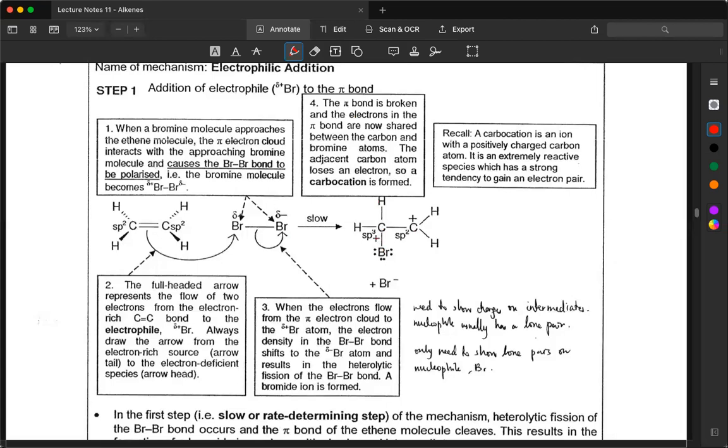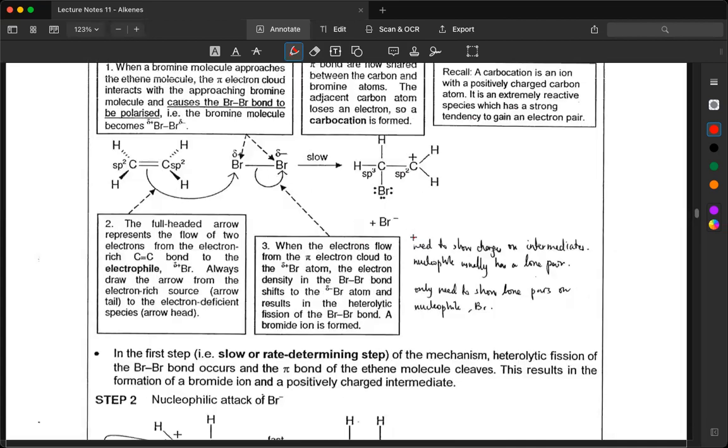Okay, and we can see the intermediate carbocation shape, sp3 and sp2. Okay, recall a carbocation is an ion with a positive charged carbon atom. It is extremely reactive, which has a strong tendency to gain because it's hungry for electrons. So it will snatch electron that's available.